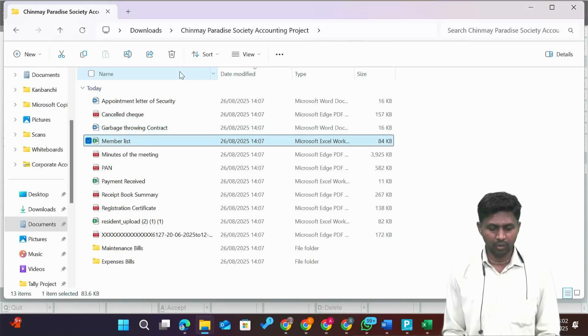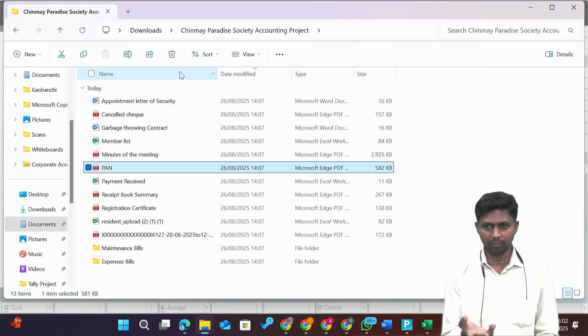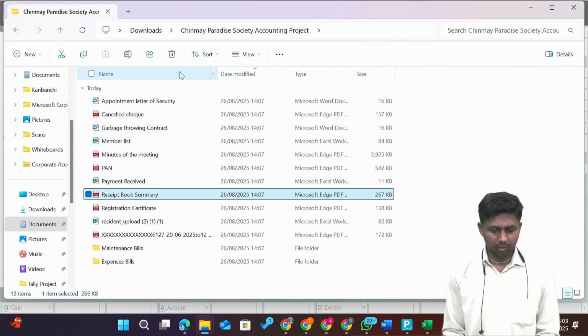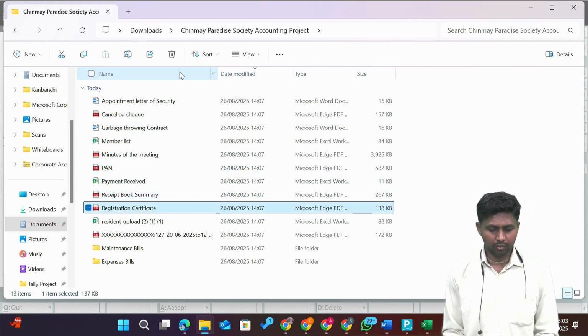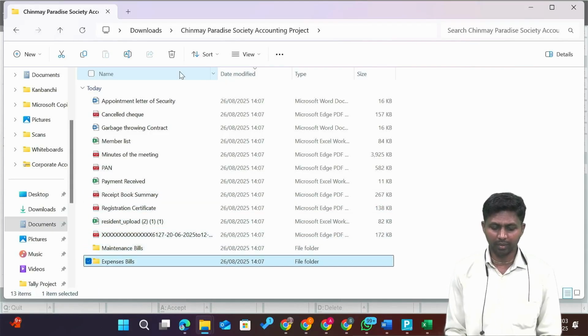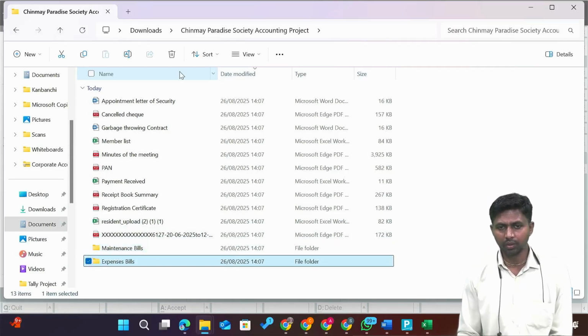Garbage string we don't. Member list is over. Minutes we already read. PAN, yes, this is mandatory. We have it. Then after that, the payment received. This is the summary of payment received. Then receipt book summary, registration certificate, member upload, bank reconciliation. Okay, expenses, bill and maintenance. That means this is talking about the income and this is talking about the expenses.